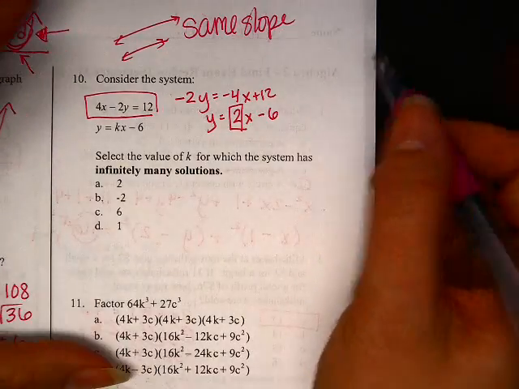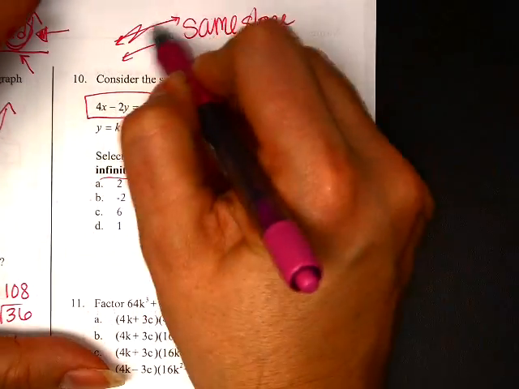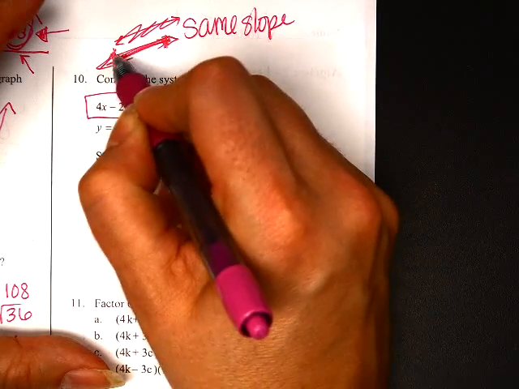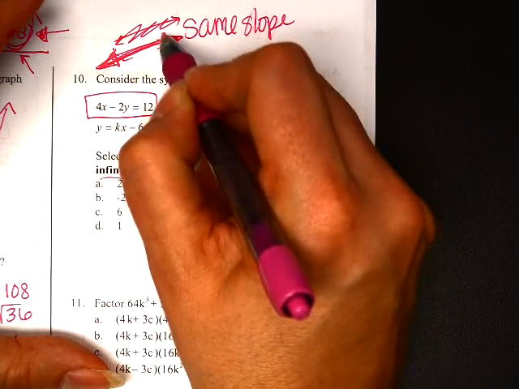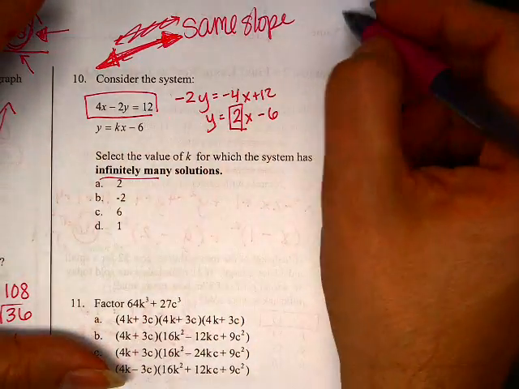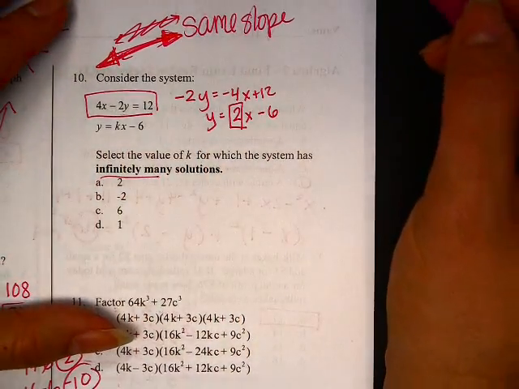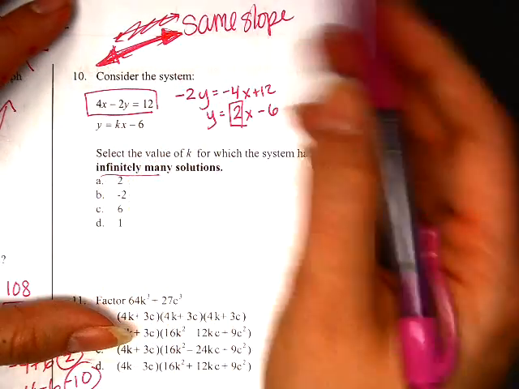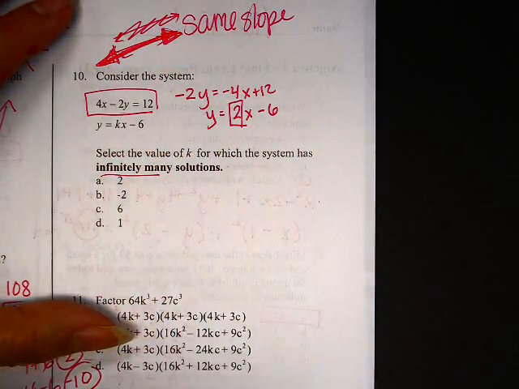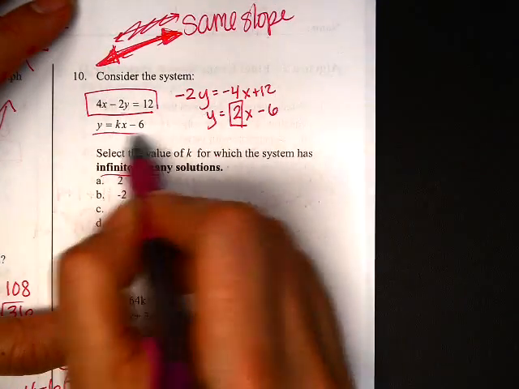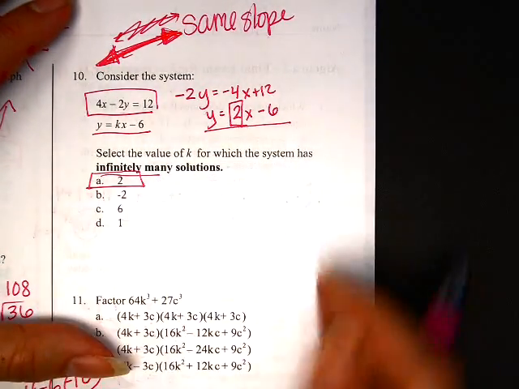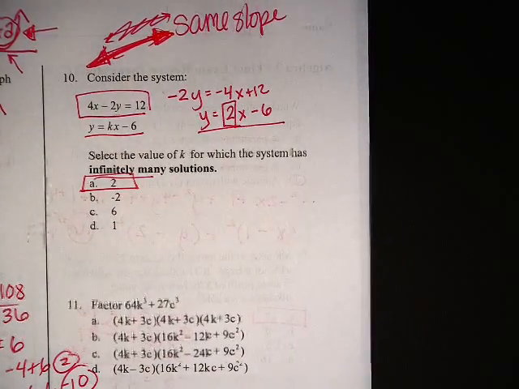Oh, my bad. Infinitely many solutions. Haha. I mean, not that they're parallel, but they are the actual same line. No solutions would have been parallel. So, okay, if it's infinitely many solutions, that is the same line, which means I need to have these two equations be identical. So 2 would be our answer for that.